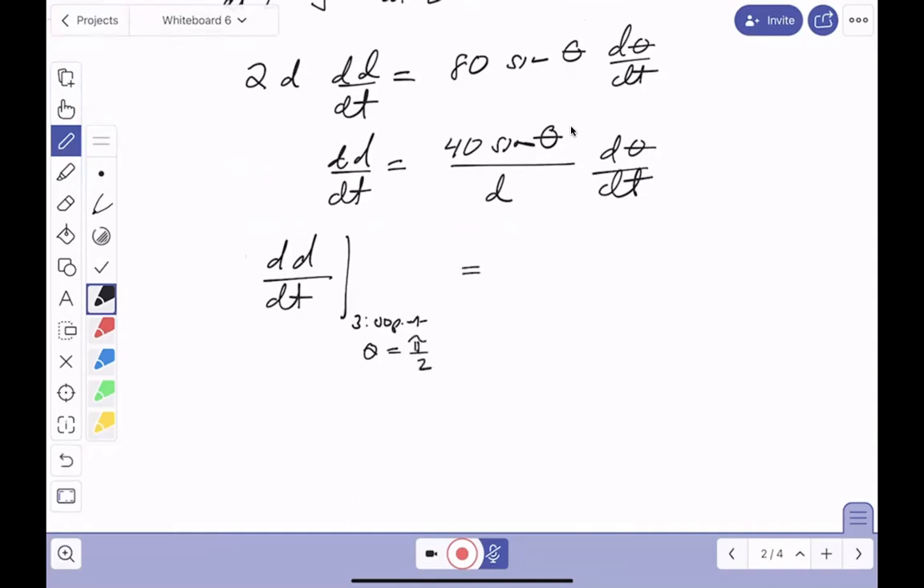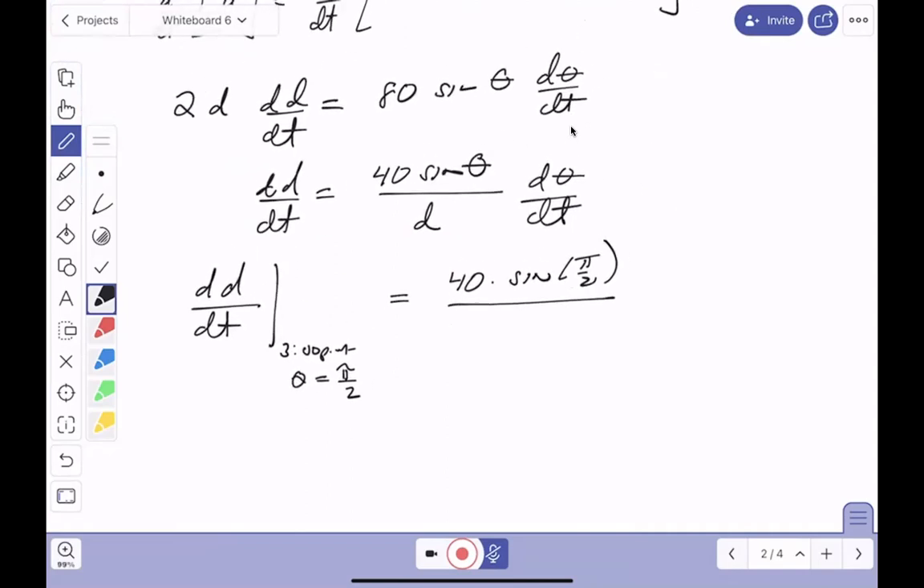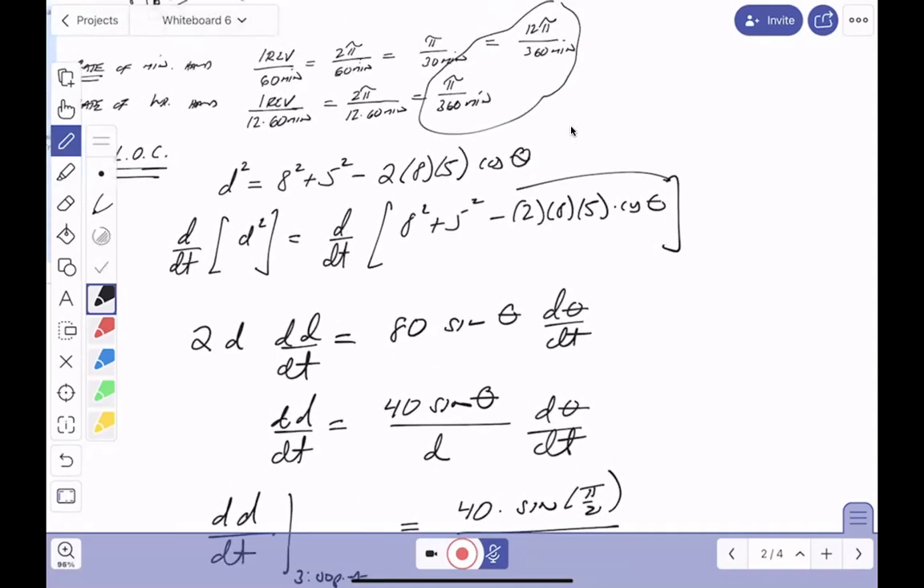So let me see if I can do that. So what do you get? 40. Well, I know theta, right? That's going to be the sine of pi over 2. We'll do that later. But what's d at pi over 2? Well, I've got to go up here and figure it out. Let's put that down.